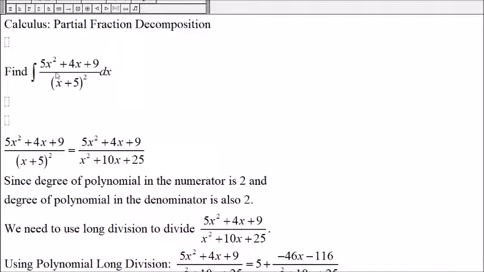Here we have the integral of 5x squared plus 4x plus 9 divided by x plus 5 squared. And so let's simplify this fraction right here. X plus 5 squared is x squared plus 10x plus 25.